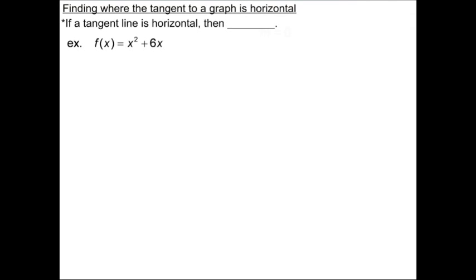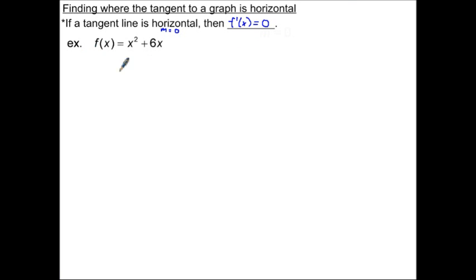Alright, well, what is that good for? Well, let's see if we can find out where a tangent graph is horizontal. Maybe that doesn't seem like a very interesting thing right now, but hopefully I'll do something here that makes it a little more interesting. If a tangent line is horizontal, then of course the slope is equal to 0, and since the derivative is the slope, if a tangent line is horizontal, then the derivative is equal to 0.